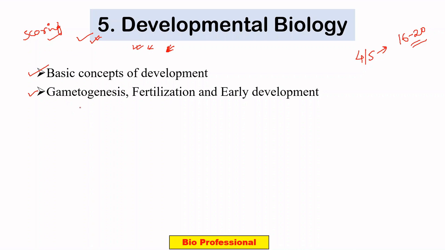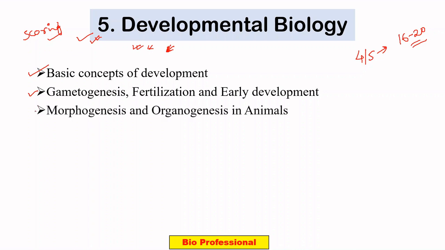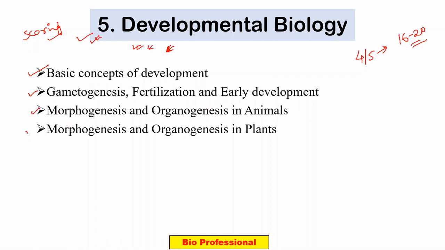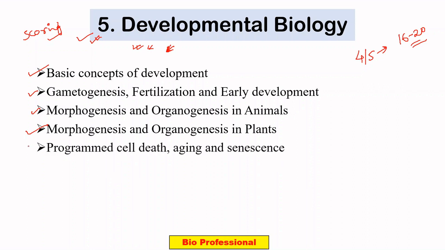Okay, and this is a very interesting part. If you start preparing this topic, you will find it interesting to study. And morphogenesis and organogenesis in animals, and morphogenesis and organogenesis in plants. So this is also a very important and interesting part. And the rest of the part is programmed cell death, aging, and senescence. So I would say that you don't have to skip any part.